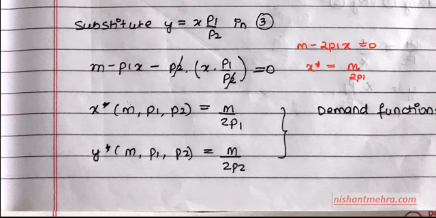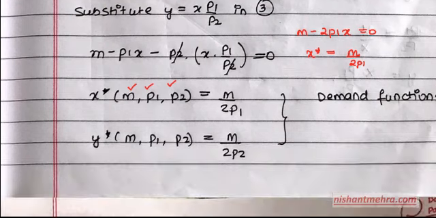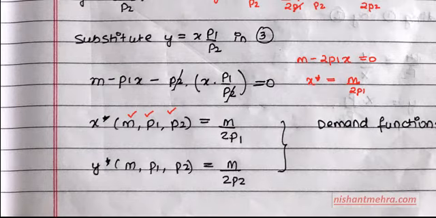As you can see, this x star is a function of m, p1 and p2. So this is my demand function, and I can substitute this x star back into y. My y was x into p1 by p2. In place of x, I can write m by 2p1 into p1 by p2. So this becomes m upon 2p2. This is what I will have as my demand functions. So this was the question which was asked in the IES paper.